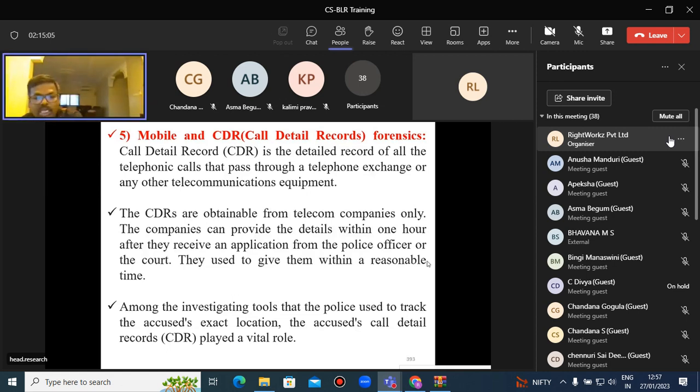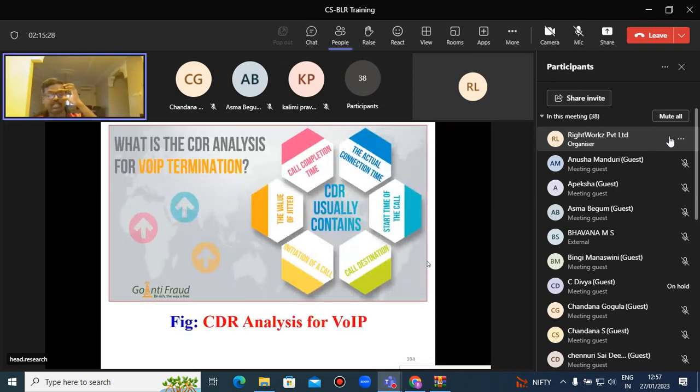Among the investigating tools that the police used to track the access and extract the location of the accused, call detail records played a vital role. So with the help of call data records also, many cases are solved. Whose voice is this? How did it happen? What is the CDR analysis for VoIP, Voice over Internet Protocol termination?